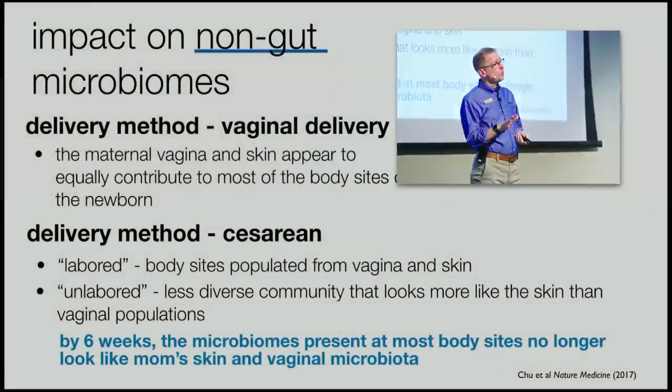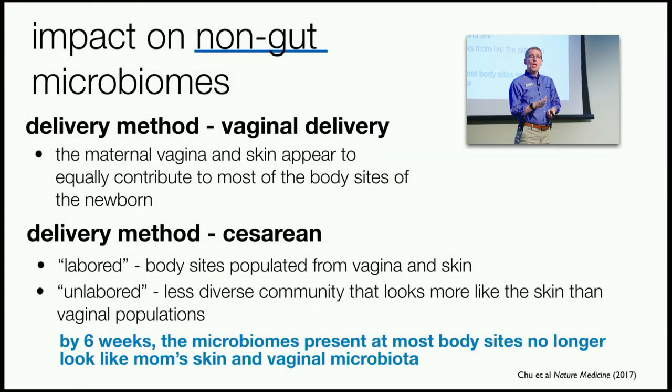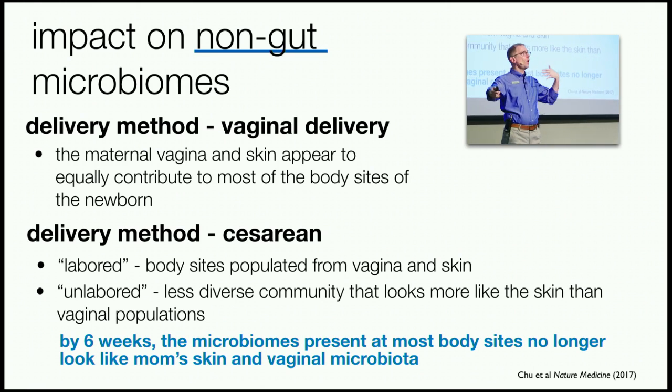By 6 weeks of age, the microbiomes of your skin have formed individual niche communities. So at birth, and in the first few weeks after birth, you don't see a whole lot of difference between the bacteria in the crook of your elbow, the bacteria on your thigh, and the bacteria behind your ear.